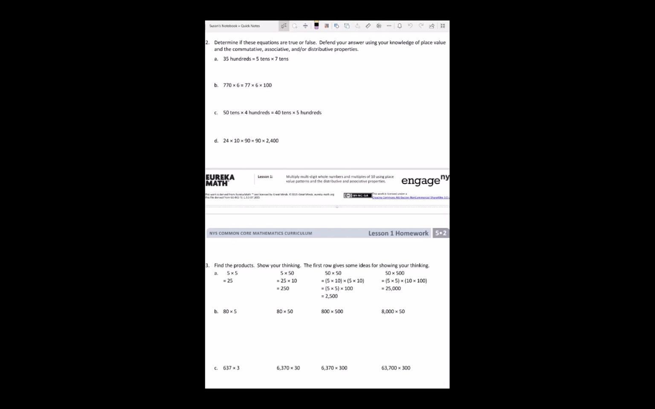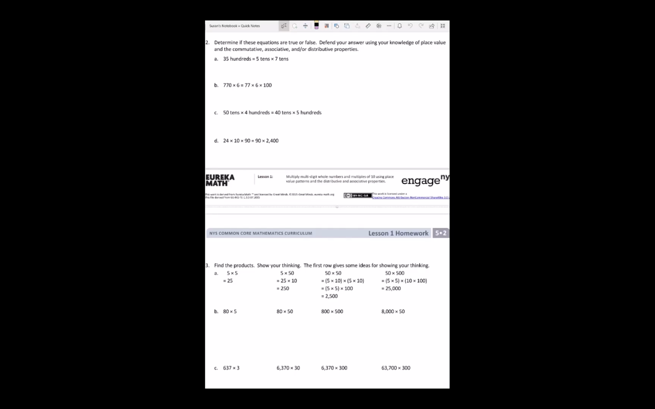All right, now we're going to solve problem 2, A, B, and C. Determine if these equations are true or false. Defend your answers using your knowledge of place value and the commutative, associative, and/or distributive properties. So let's begin with A. 35 hundredths is equal to 5 tens times 7 tens. So this is how I would go about solving this.